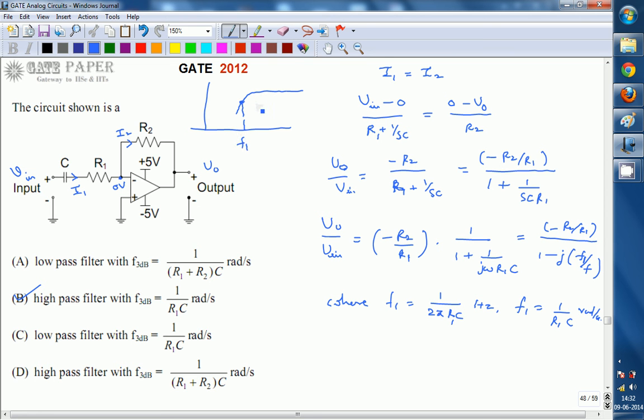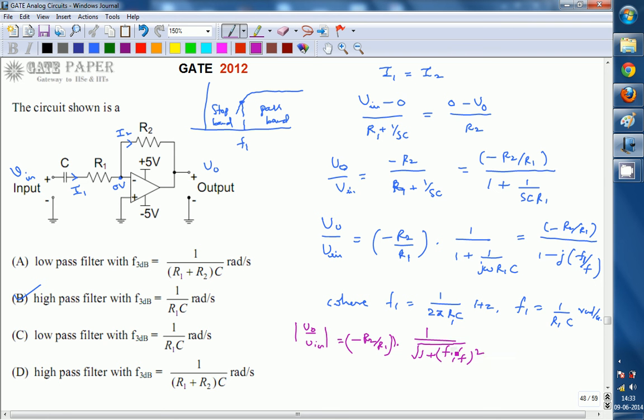This is going to be called the pass band and this is the stop band. So all frequencies below f1 are stopped and above f1 are passed, so it is called a high pass filter. Now we can verify this. For the verification purpose we can write the magnitude of v0 by v input is equal to minus R2 by R1, which is the maximum gain you may get under DC conditions, into 1 over the square root of 1 plus (f1 by f) whole square.